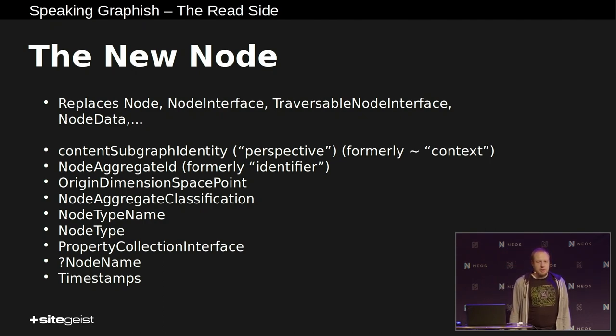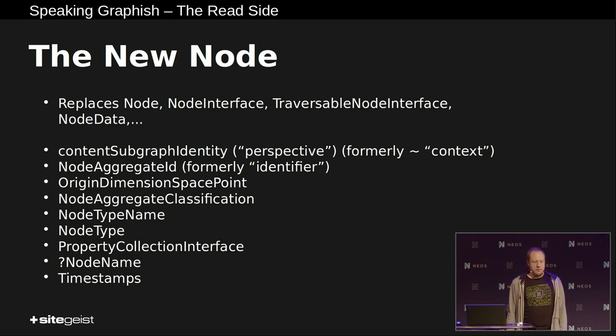You usually don't need that, but it's just carried on instead of the context. Then you have the node aggregate ID. That's the node aggregate's identifier, formerly the identifier from the old node object. Then you have the origin dimension space point. That's, for example, the language this node was created in and contains content in. You have a classification that's basically used for internal stuff, but it says something like, OK, this is a root node, a regular node, or a tethered node, which is the new term for auto-created child nodes.